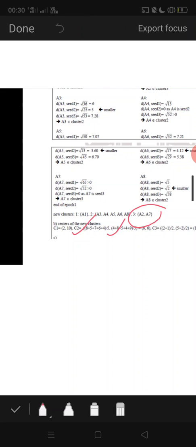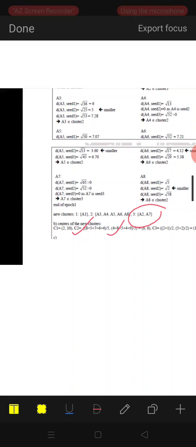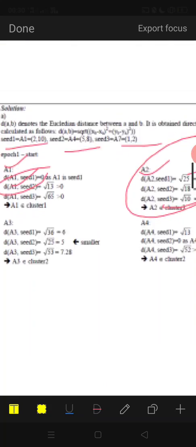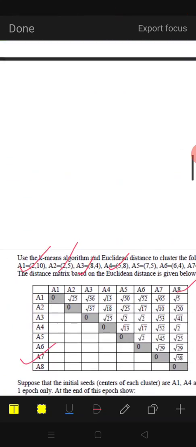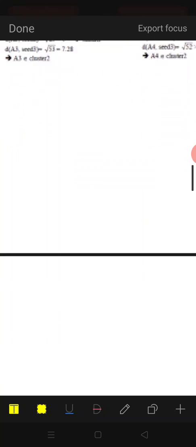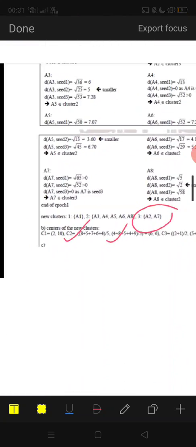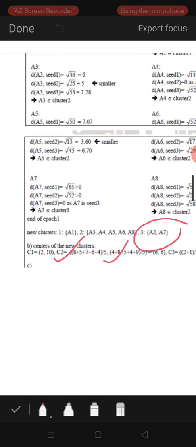Next, A4. I think it is 5, 8. Let me check it. Yes, A4 is 5, 8, here. Like this, for each point, the x-axis is 5 and the y-axis is 8. So what we are doing is adding all the x-axis elements divided by the total number of elements, and all the y-axis elements added divided by 5. So the new center I am getting is 6, 6.